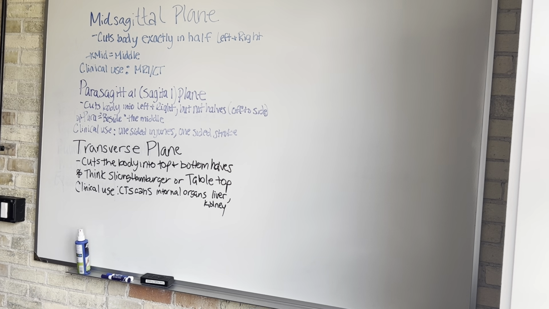All right, the transverse plane is our cut that cuts through the body, top and bottom, so in the middle. This specific one can be a little tricky, but one thing that helps me is to think tabletop. Think of a tabletop slicing right through the middle of your body, and you're left with the upper half and the lower half. The clinical use for this would be CT scans to look at internal organs like your liver, spine, as well as kidneys.